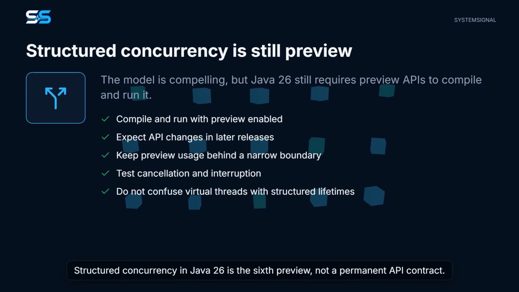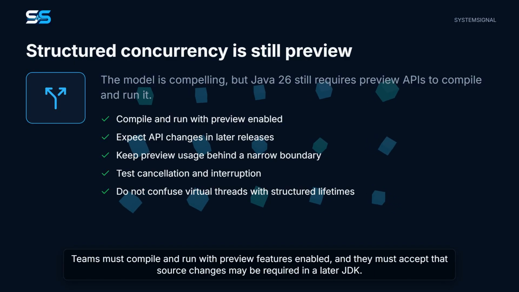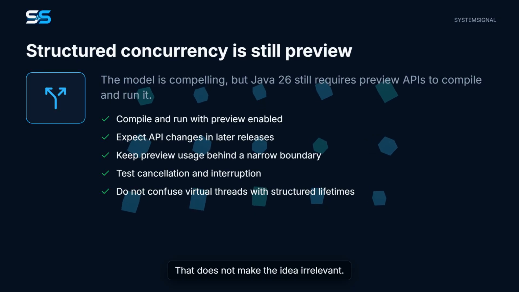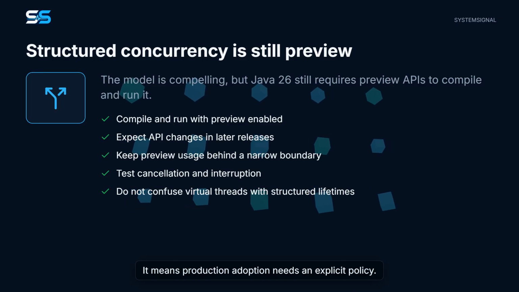Structured concurrency in Java 26 is the 6th preview, not a permanent API contract. Teams must compile and run with preview features enabled, and they must accept that source changes may be required in a later JDK. That does not make the idea irrelevant. It means production adoption needs an explicit policy.